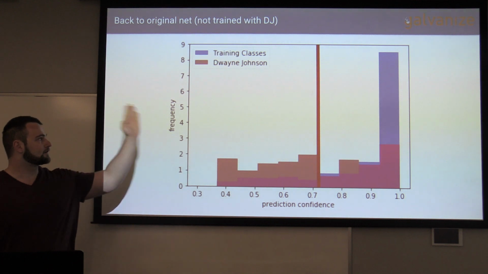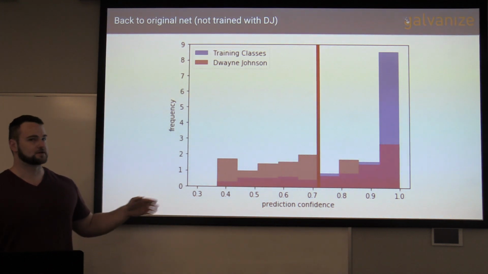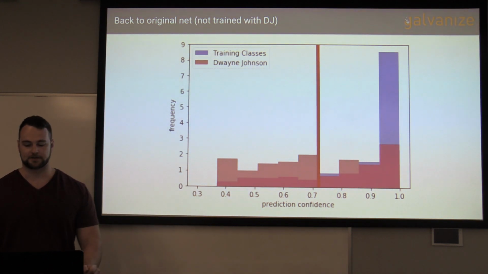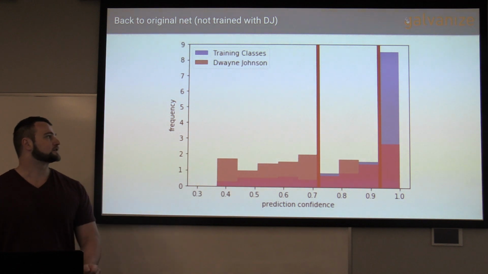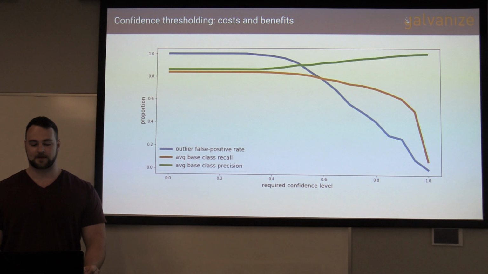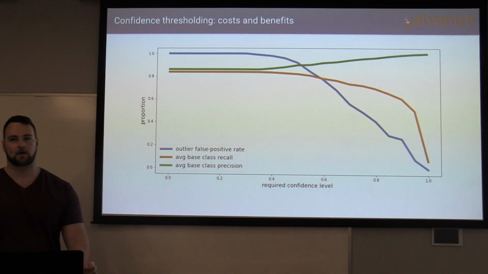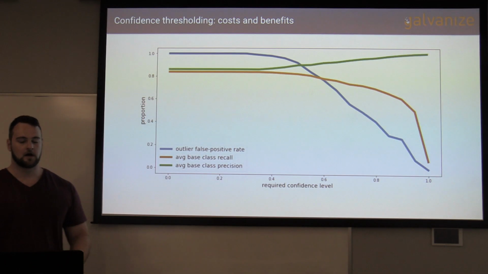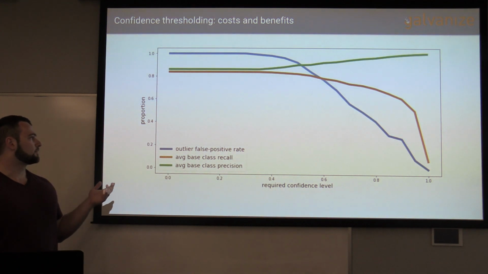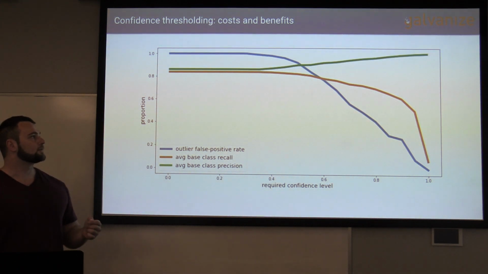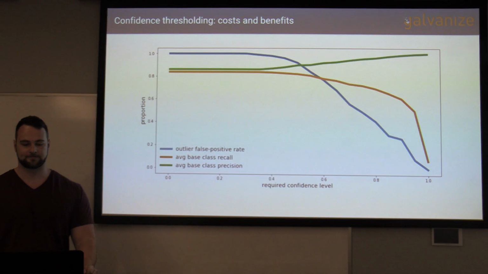So what if we cut everything off here and set everything to the left, we're just going to throw that out and reject those classifications? Or what if we set the confidence threshold even higher? What would happen? Well, you would get a chart that looks like this, where the false positive rate for Dwayne Johnson is in blue, and that decreases as you require an increase in confidence level. What happens to the base classes if we require more confidence? Well, our precision in green is going to go up, but our recall is going to go down.